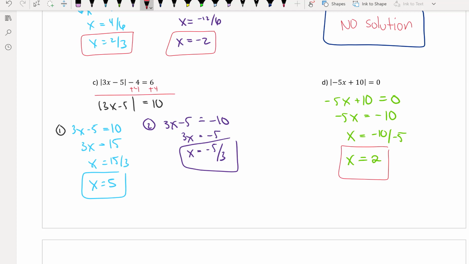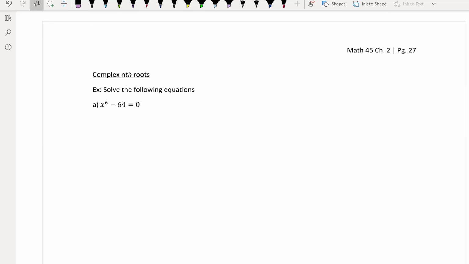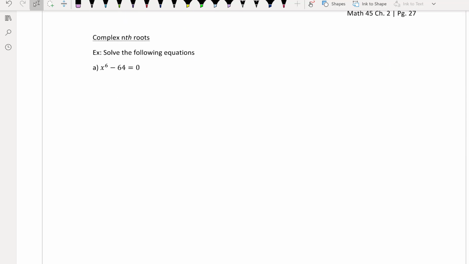Okay, well, I hope this is making sense. The next section, we want to solve for our complex nth roots. So for something like this, I'm looking at this, and I can think of this as a perfect square root. So the square root of 64 would be 8. 8 times 8 is equal to 64.